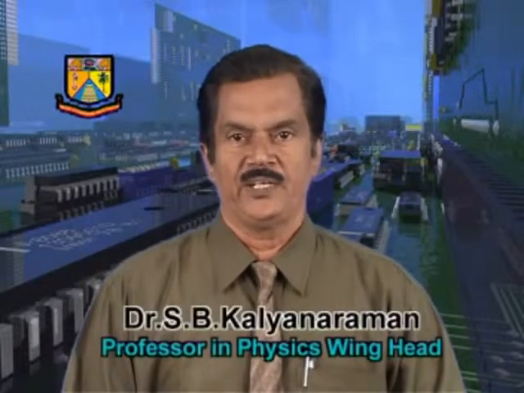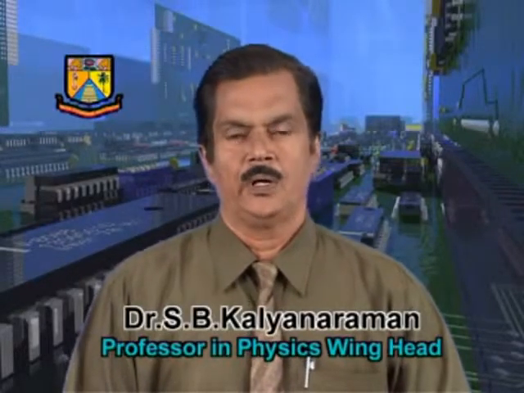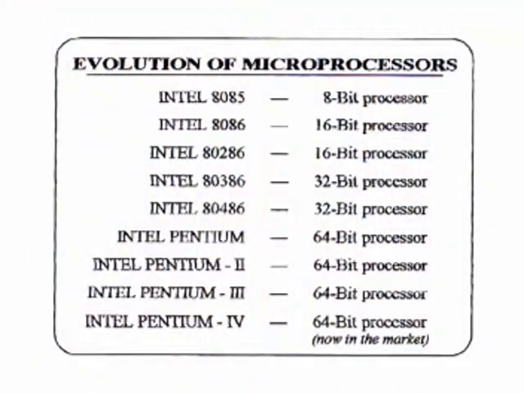Dear students, we are going to see presently the architecture of the microprocessor 8085. Before seeing the architecture, we have to see the evolution of the microprocessors. 8085 is an 8-bit processor, and you can see in the first figure, after 8085, the 16-bit processor 8086 is there.